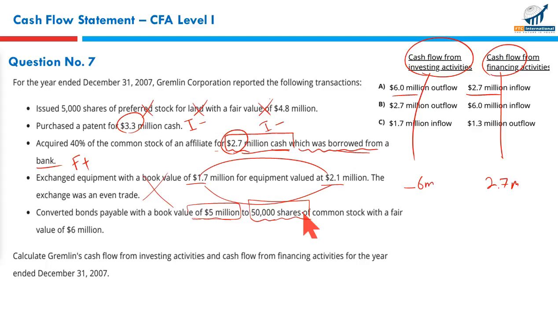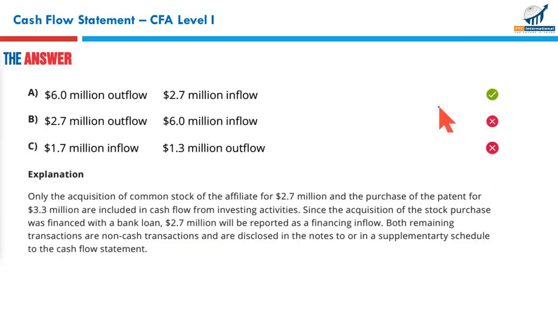Where do we report them? We report them as a footnote to the cash flow statement, just after the cash flow statement, indicating what transaction has occurred through non-cash investing, non-cash financing. Remember, all the non-cash investing and non-cash financing transactions that do not involve cash must be reported at the foot of the cash flow statement. So in this question, we got the answer. It's A, negative 6 million for investing and 2.7 million inflow for financing. So that makes A our correct option.